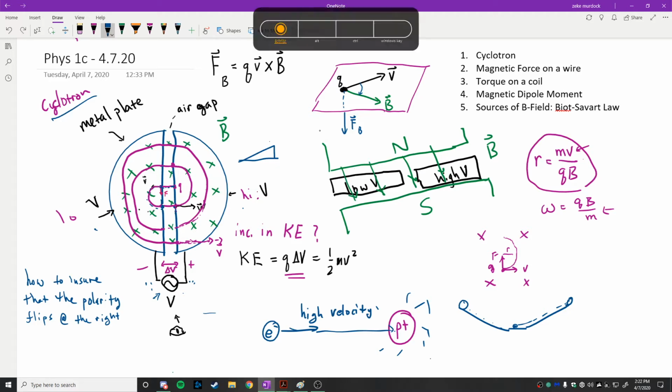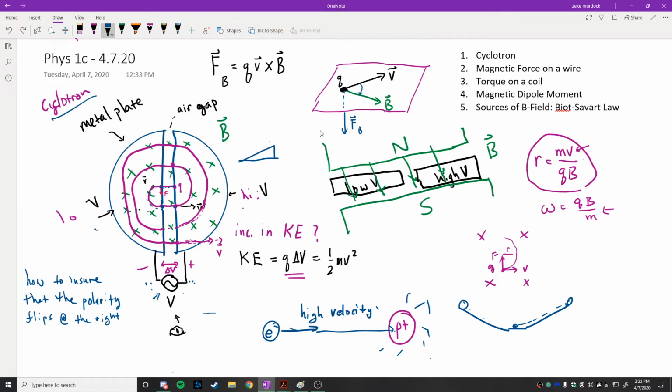Okay, so, yeah, what do you think? How do you ensure that the polarity flips just at the right time? And to answer your question, sure, there'd probably be a way to detect that, but there's a simpler way to do it, I guess. Individual charged particles are not only hard to see, they're definitely hard to detect.